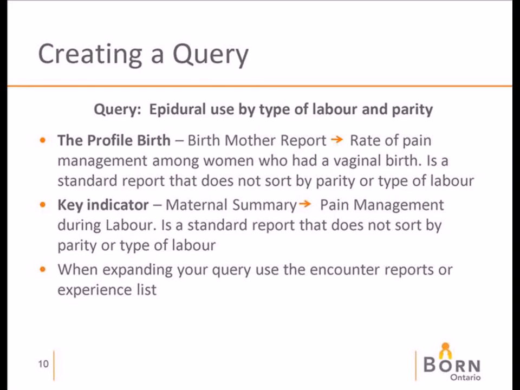Similarly, in the key indicator report, there is a standardized report that's about pain management during labor. And it's a standard report, but it, again, does not sort. You can't drill any deeper to see what kinds of women had what kind of pain management. So when you need to expand your query, you use these encounter or experience lists.